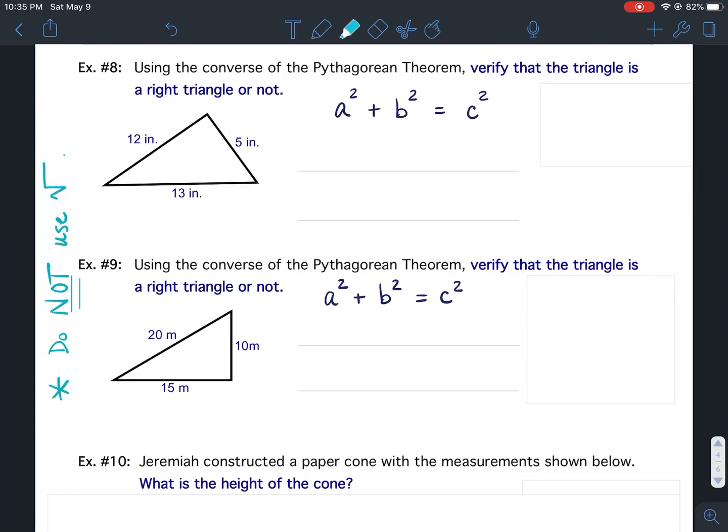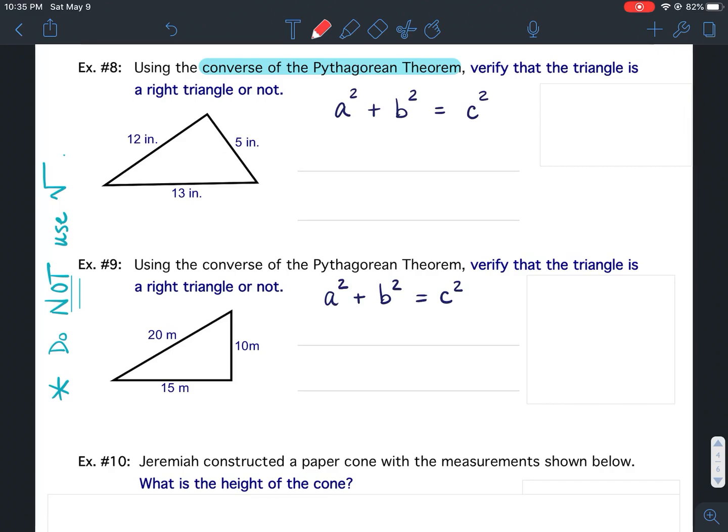Pythagorean Theorem, Lesson 24 notes, examples 8 and 9. Example 8 states, using the converse of the Pythagorean Theorem, verify that the triangle is a right triangle or not. So we're using the converse of the Pythagorean Theorem, which means we're going to see, does a squared plus b squared equal c squared? Because if a squared plus b squared equals c squared, then it is a right triangle.